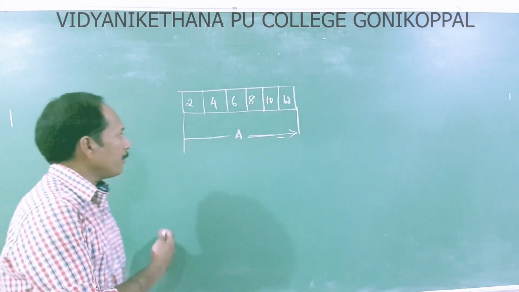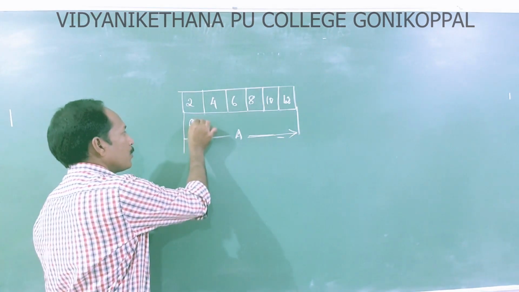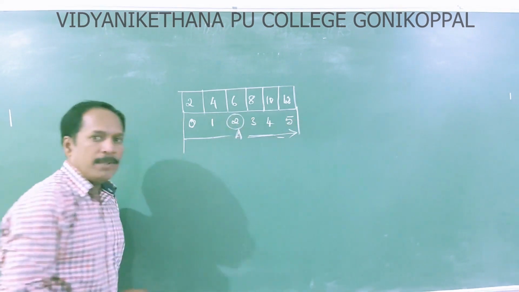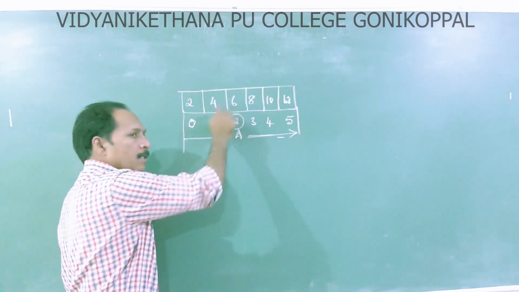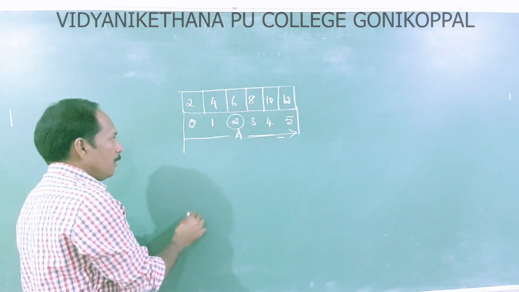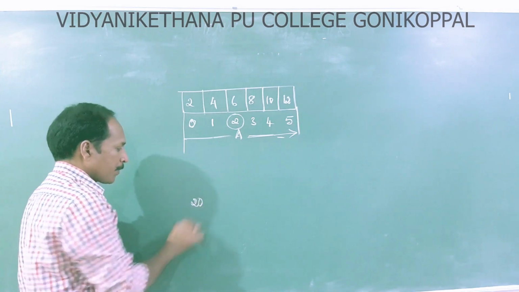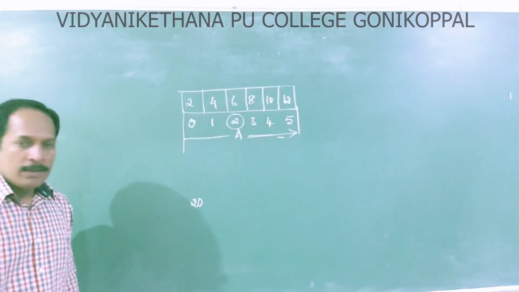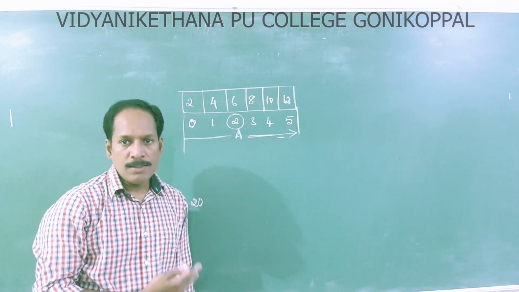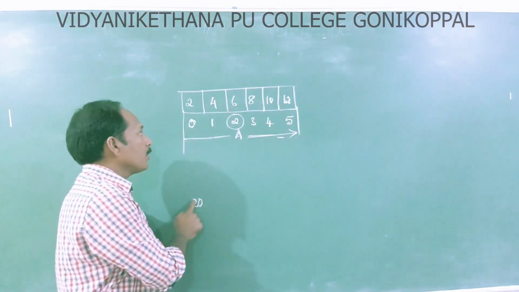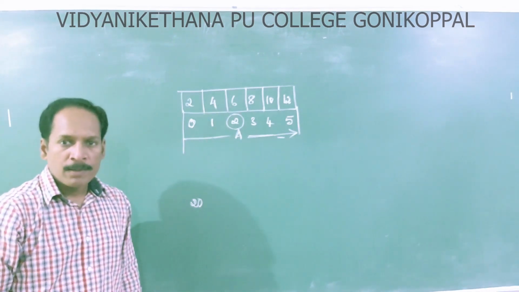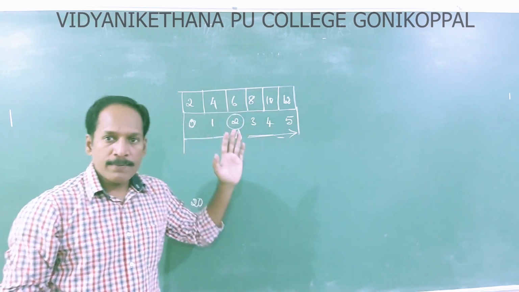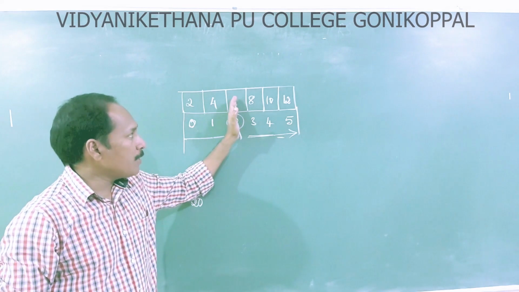Now let us take the subscripts 0, 1, 2, 3, 4, 5. Half of it means 2, so this is the middle position, and we take the middle element. Suppose you are looking for some element, say 20. We compare the middle element 6 with 20. If they are the same, the search is successful. Otherwise, 6 and 20 are not the same, and 20 is greater than 6. So if the element is present, it must be present after this.